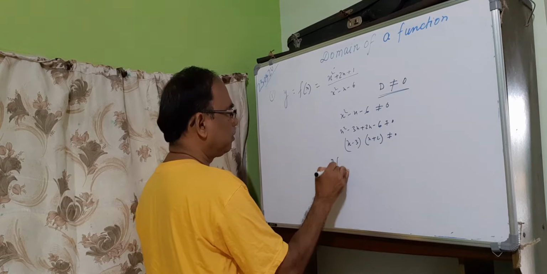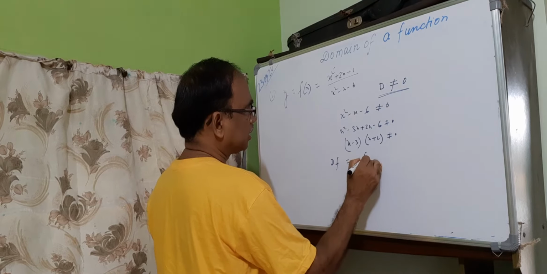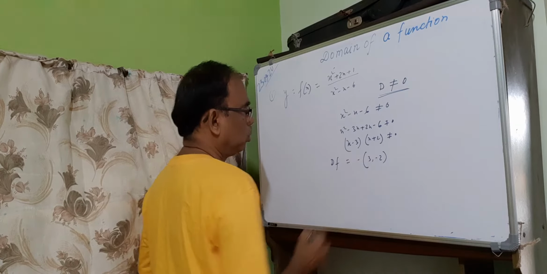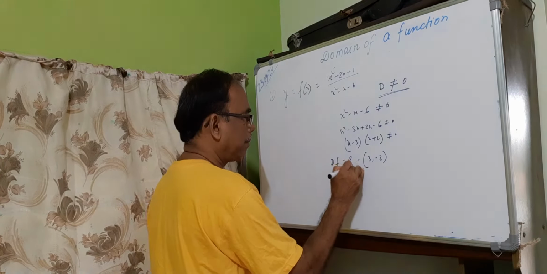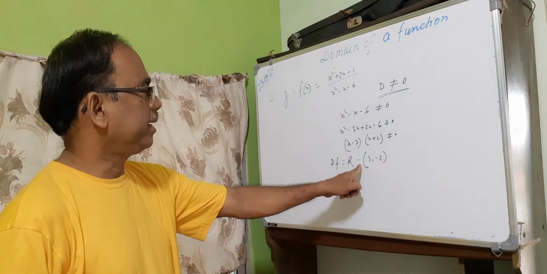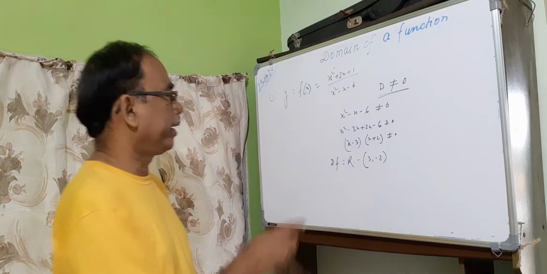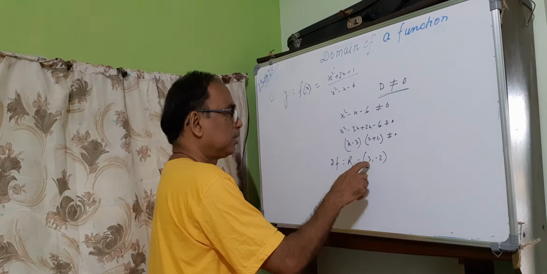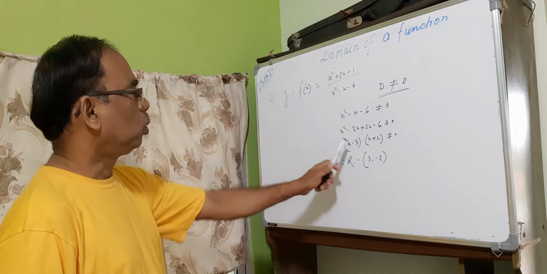Therefore, domain of the function equals real number except 3 and minus 2. This is the domain. That is, with the exception of 3 and minus 2, any real number is the domain of the function.